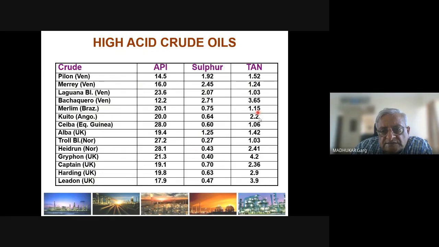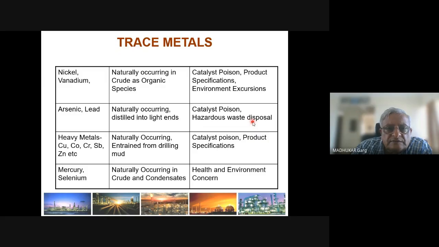So you can see the acid number here, and this is the API gravity and the sulfur. You can see that even for an API of 27, 28, we still have a high acidity. So we cannot say, although generally in this graph you can see that lower API, that means heavier crude, has higher TAN, but not necessarily. So TAN can occur with both light crudes and heavy crudes.